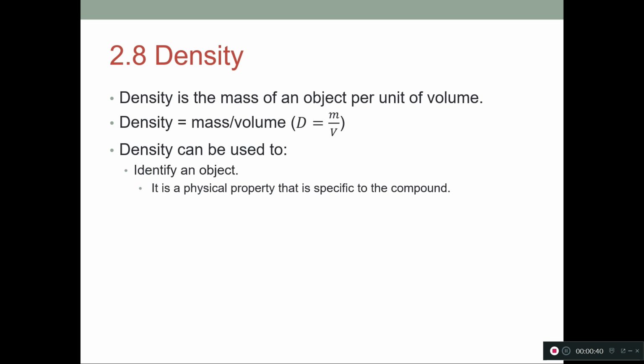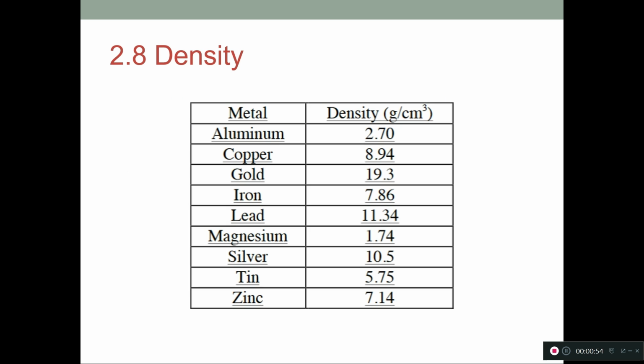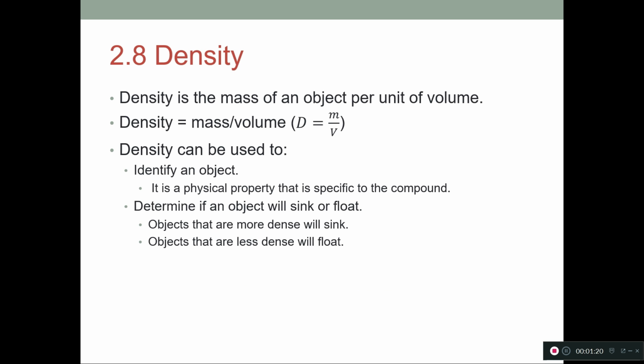So the density of an object is specific to that compound. Density can't be used to conclusively identify something, but it can be used as a particular data point in identifying what an object is. So for instance, these different elements have their own unique densities, and so if you get the density of some object along with probably some other data, you can use that to help identify what the object actually is. And it can also be used to determine whether an object will sink or float.